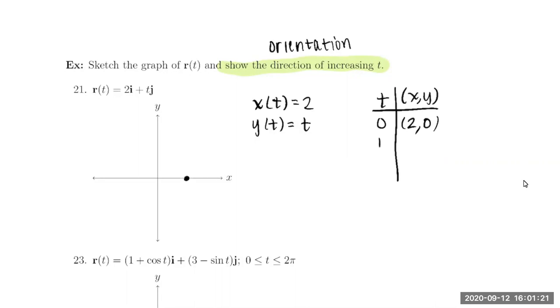What about if t equals 1? Then x is 2, y is 1. And we can keep playing this game. And the reality is the x coordinate is always staying the same and the y coordinate is just changing with t. So what we see is a vertical line here, and then just indicate the orientation. As t increases, the line moves upward. So our orientation is upward here. All right, not too bad.